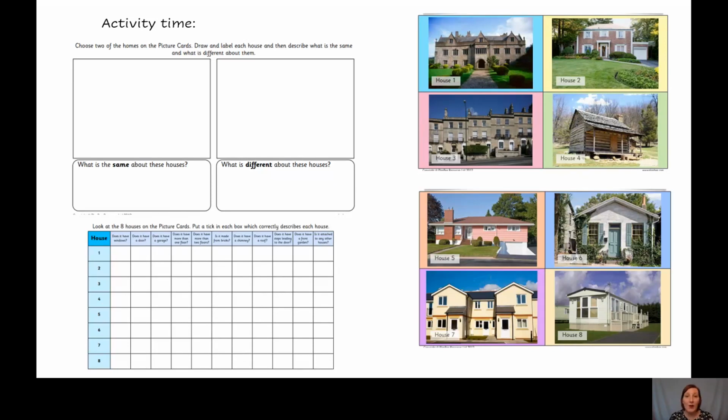So I'm really looking forward to you having a go, children, at creating your different types of houses, and you can draw a picture or cut it out, and looking at what the similarities and what the differences are between those houses. And then you're going to assess the houses and tick or cross what they have.